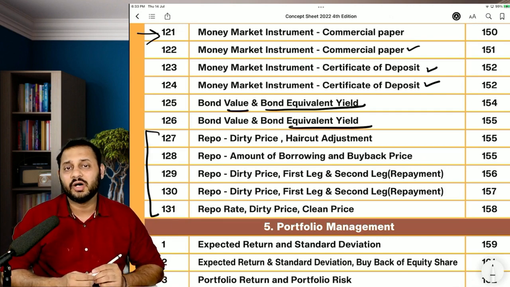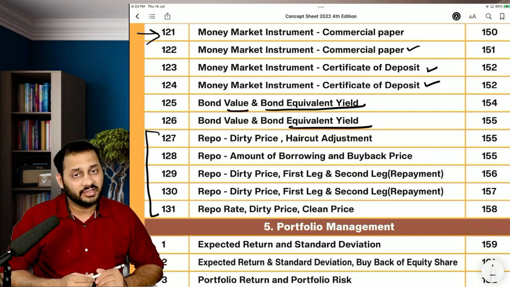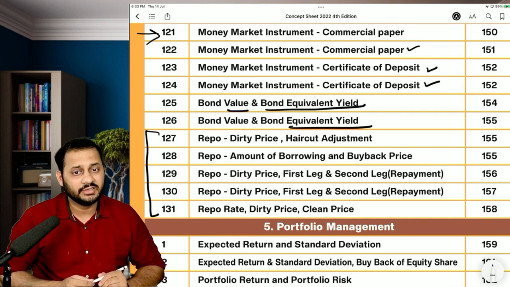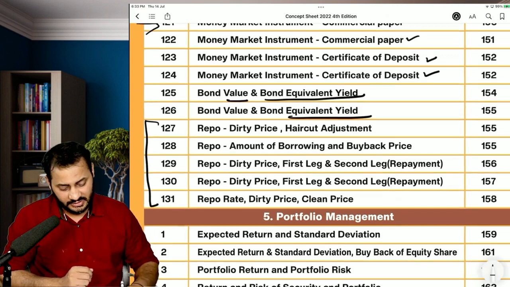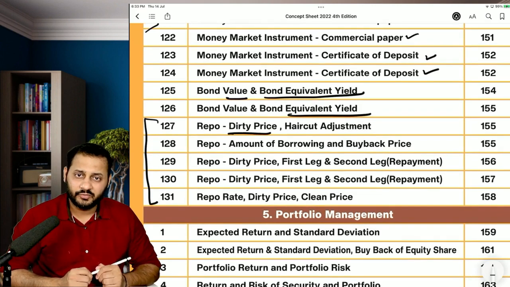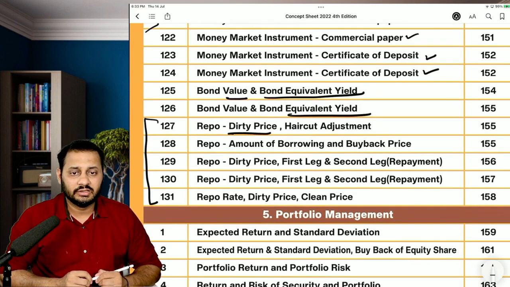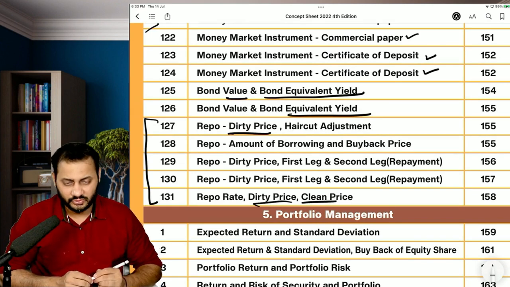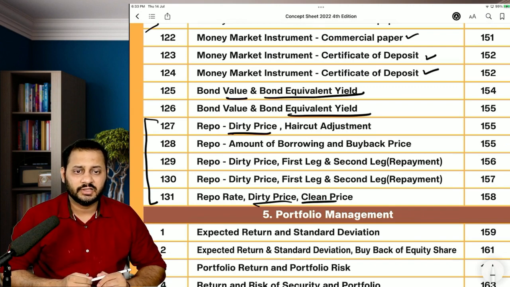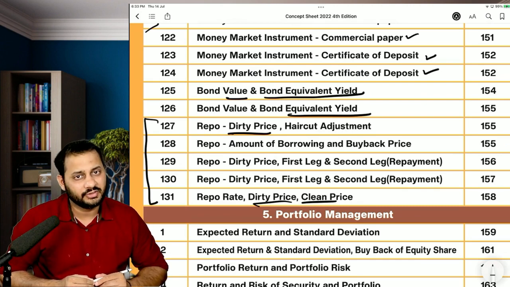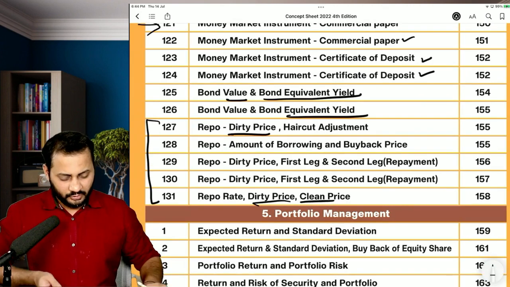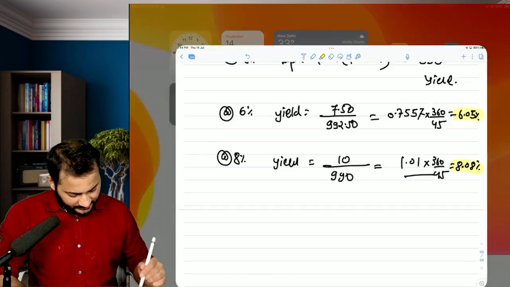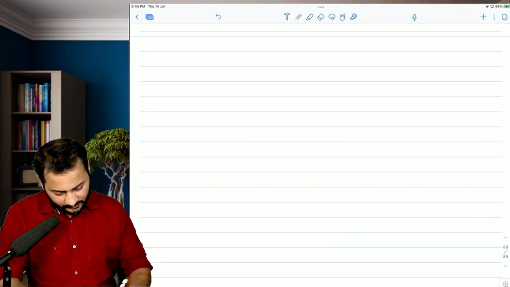So please make sure that you have read the theory from the theory book, otherwise it will be very difficult for you to understand. Second thing, you know the dirty price thing? Yes sir. Okay, that's good. Then there are a couple of things that I should explain. Dirty price, clean price, so we have already done first leg and second leg. Okay, so I will give you an idea about this after this break, and then we'll start with question number 127. Okay, so let's first discuss the repo and reverse repo rate.